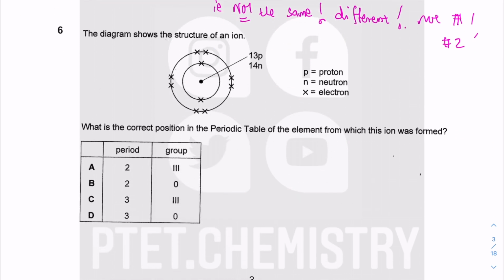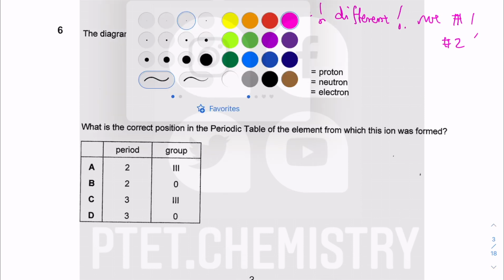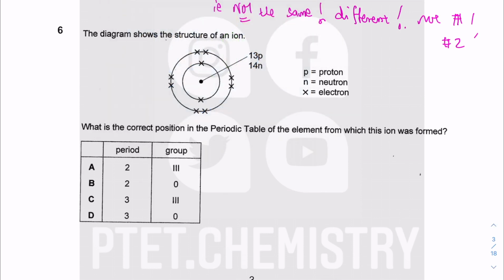Number 6, we have structure of an ion. So again, reading question very carefully. Ion. So this is an ion. Is it positively charged or is it negatively charged? Well, we got to count. There are 13 protons, information number 1. So 13 times plus 1. And how many electrons are there? 1, 2, 3, 4, 5, 6, 7, 8, 9, 10. And there are 10 electrons. 10 electrons, therefore 10 times minus 1.